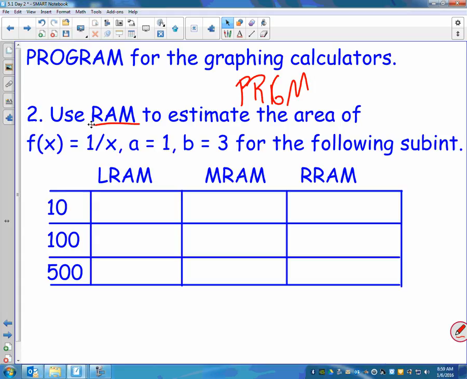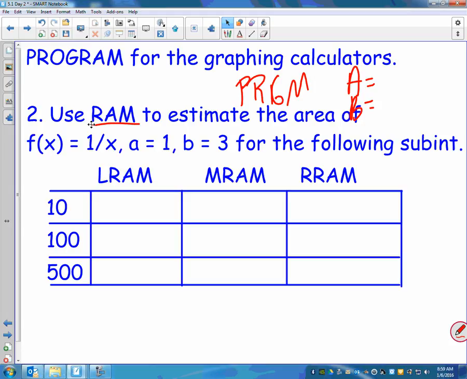And it's already ready for you to do, and you have to go down and highlight RAM. It should come up like program RAM on your screen, right? And you hit enter, and it asks you A equals, B equals. That's asking you from what interval, right? Like when you do it by hand, it says from 1 to 3 seconds or whatever.